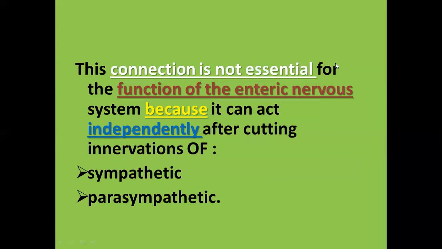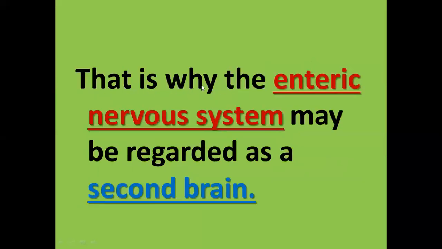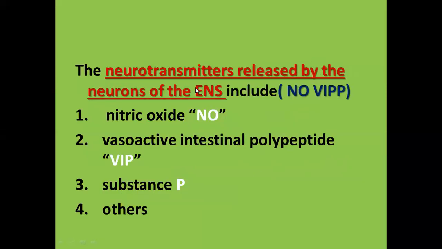This connection is not essential for the function of the enteric nervous system, because it can act independently after cutting the sympathetic and parasympathetic innervation. So the enteric nervous system can act independently of the autonomic nervous system. This is why the enteric nervous system is regarded as the second brain.